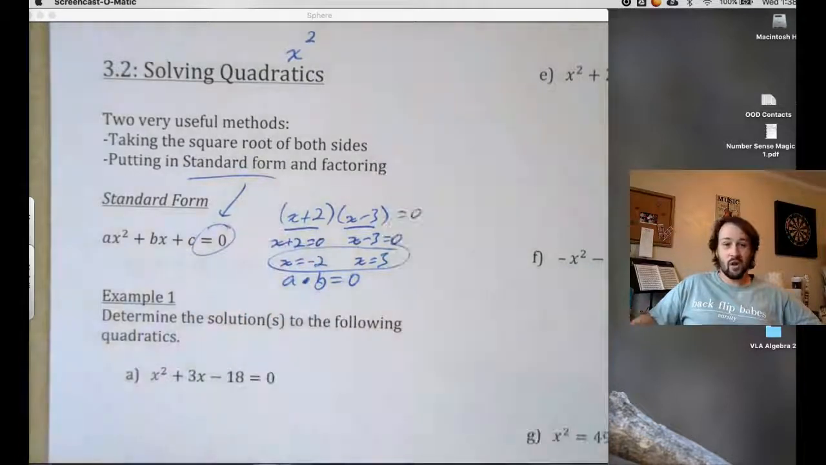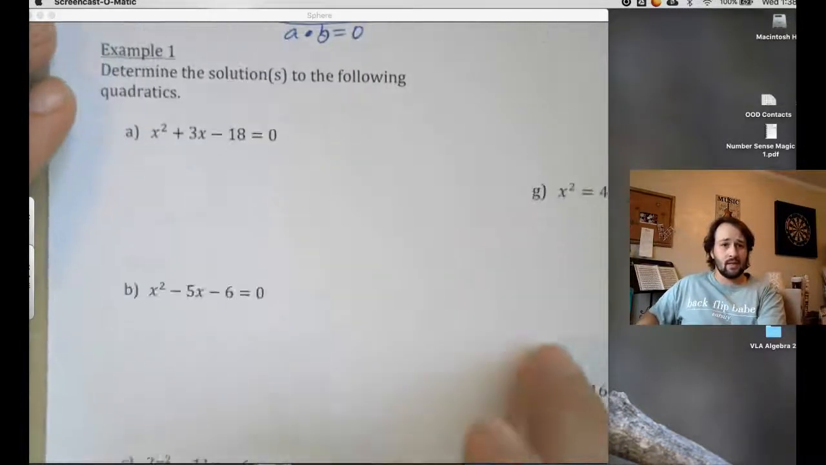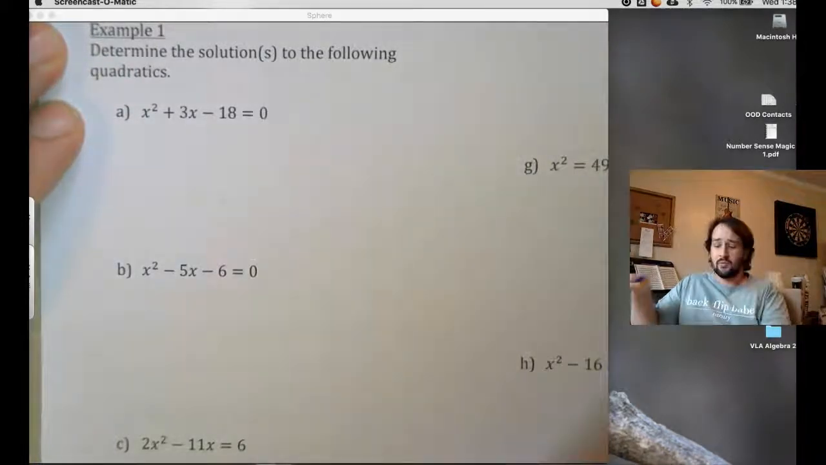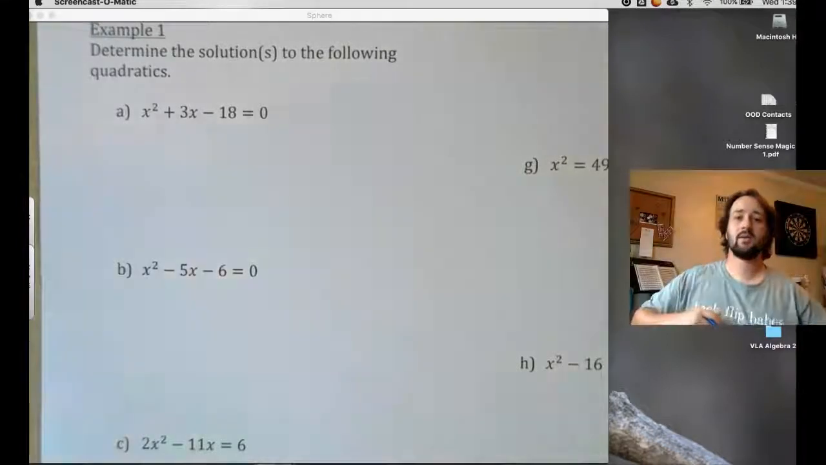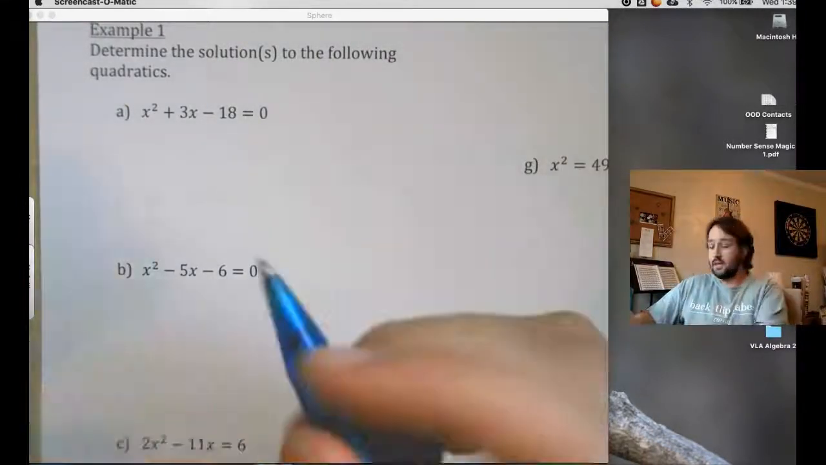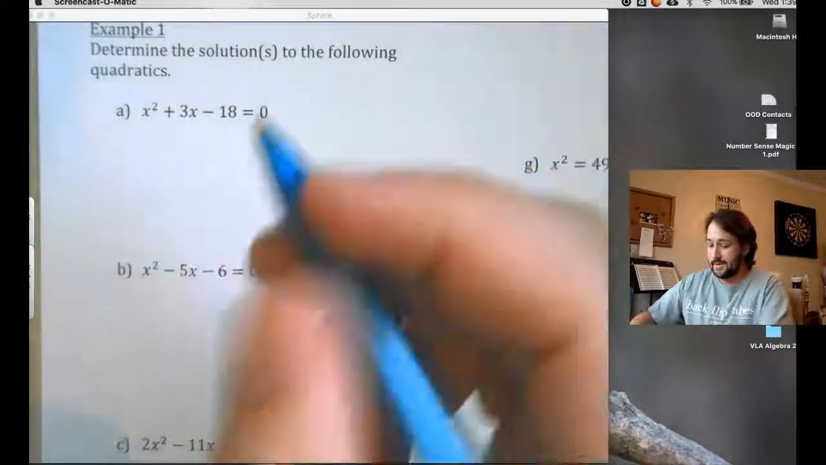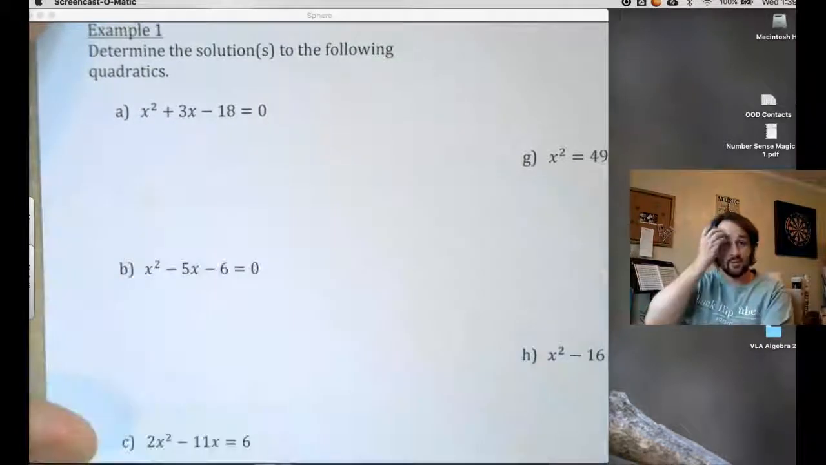Taking the square root will also be helpful. It's almost easier than factoring. All right, so let's see how this works. Example 1. We're just going to be on example 1 for the entire video, but all we're doing is determining the solutions. Then we'll put them in as ordered pairs, which are going to be x-intercepts. Well, actually, they're not going to be ordered pairs. Anyways, I want to figure out what x equals such that this equals 0.